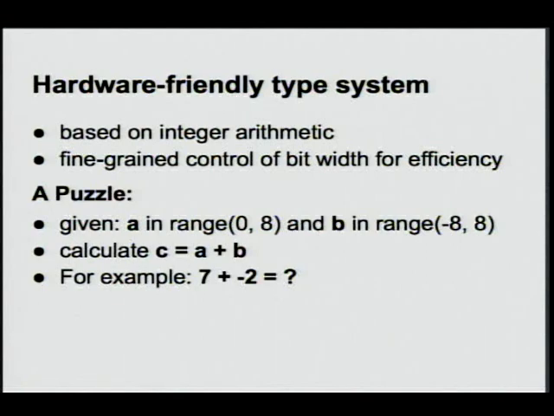So, we'll see. This is a puzzle, okay? Here's a variable A in a Python range from 0 to 8, and another variable B in the range -8 to 8. The question: calculate C equals A plus B. For example, 7 plus -2 is how much? Any guesses? No? This is obvious, of course.